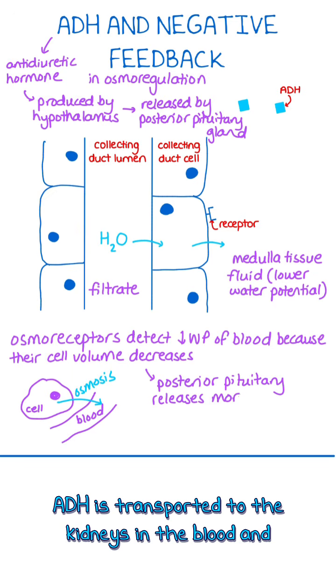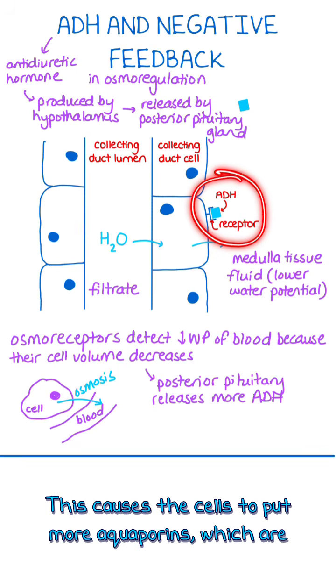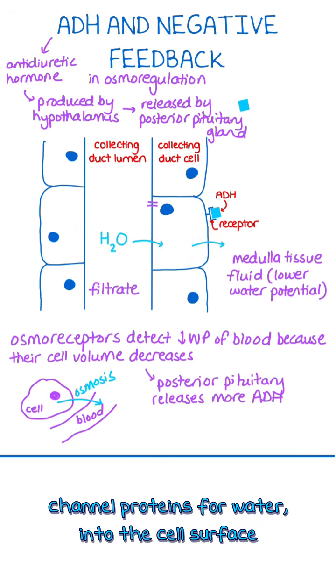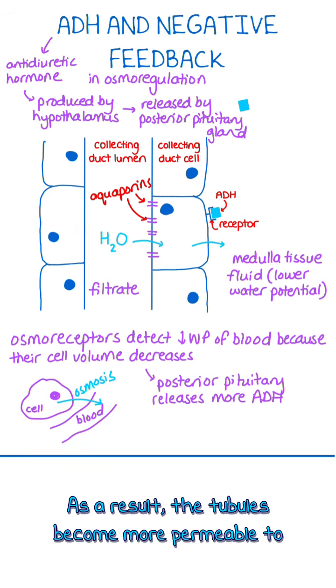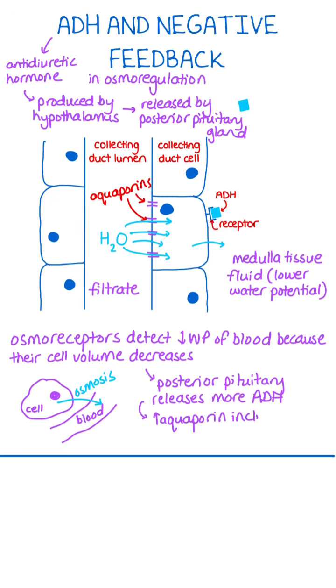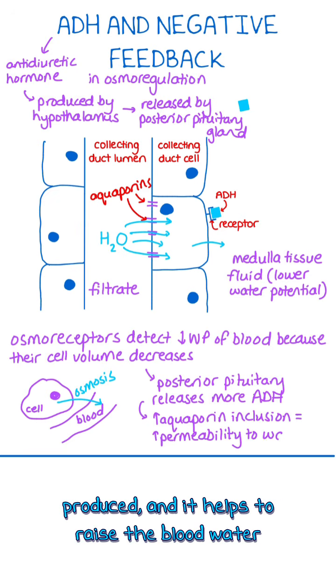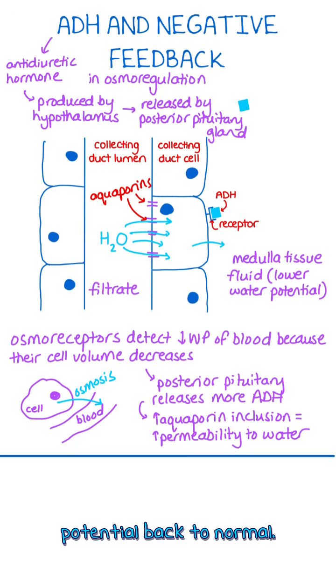ADH is transported to the kidneys in the blood and binds to specific receptors on cells in the collecting duct. This causes the cells to put more aquaporins, which are channel proteins for water, into the cell surface membranes facing the lumen. As a result, the tubules become more permeable to water, so more water is reabsorbed into the blood by osmosis. This means a smaller volume of more concentrated urine is produced, and it helps to raise the blood water potential back to normal.